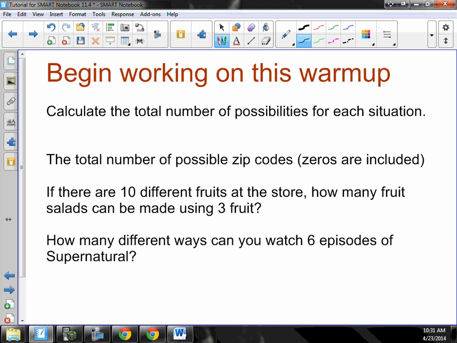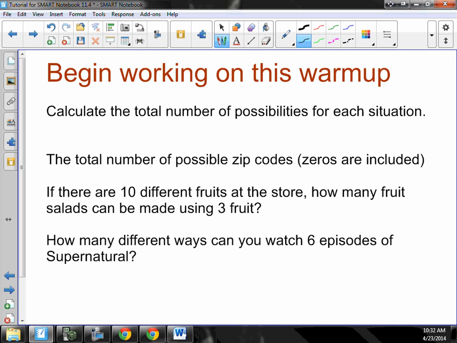Last one. How many different ways can you watch 6 episodes of Supernatural? And we're going to assume that you watch each episode once, and you watch them in any random order you want. Combination or permutation? Combination? So it doesn't matter what order you watch them in? Well, so if it's a combination, how many ways are there to watch 6 movies? Just one. If the order doesn't matter, there's only one way to do it. You watch all of them.